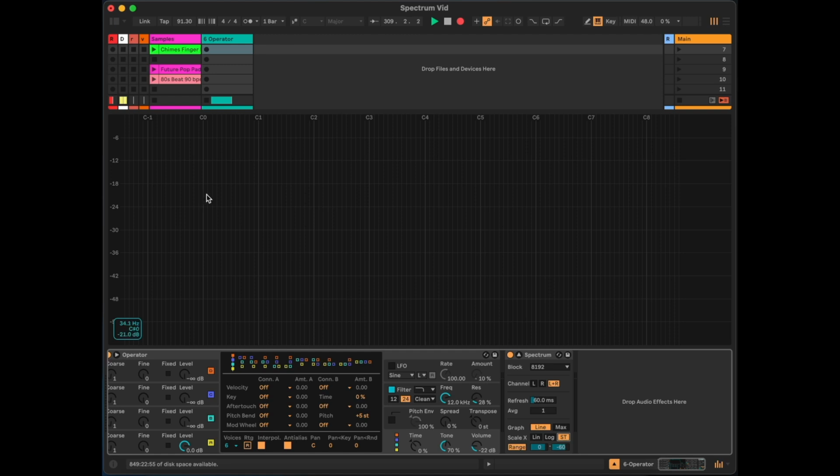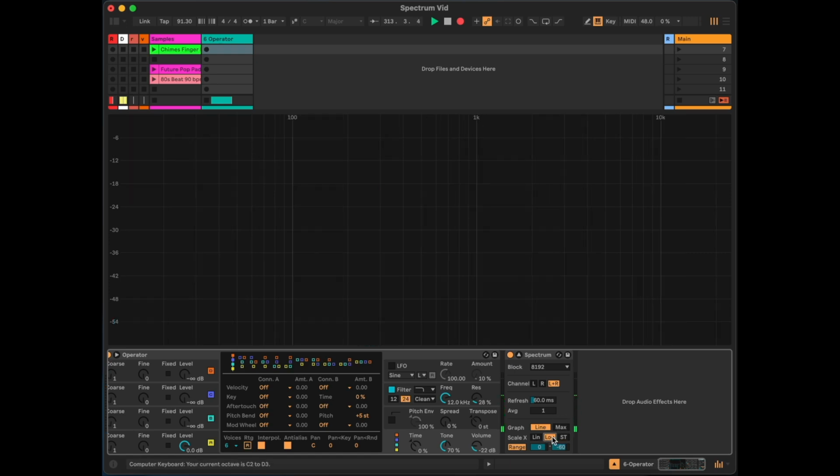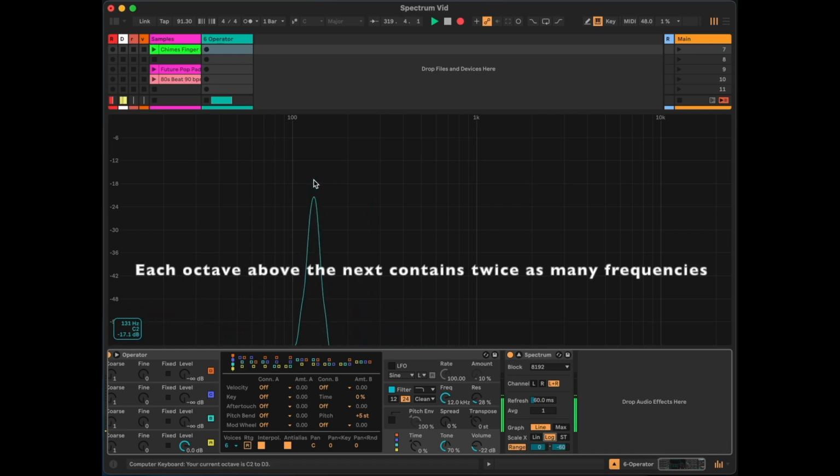If I play the notes of different C octaves, we can see what note I'm playing and which octave I am playing in. If I switch to log and play the octaves again and pay attention to the frequency of those notes, we can see that between two octaves is a doubling or halving of the frequency, depending on if you are going up an octave or down an octave. That means there is progressively twice as many frequencies in each octave above the next.